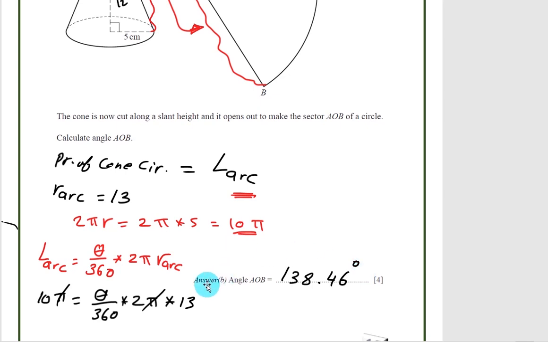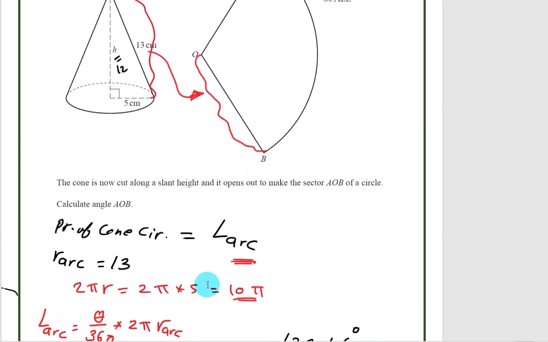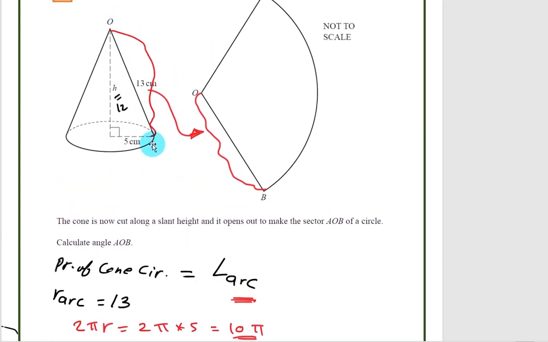Okay. So again, remember that the slant length, or the slant height, or L or S, whatever the one you have in the question, which is 13 here, is equal to the radius of the sector. And the perimeter of the cone is equal to the arc length of the sector.